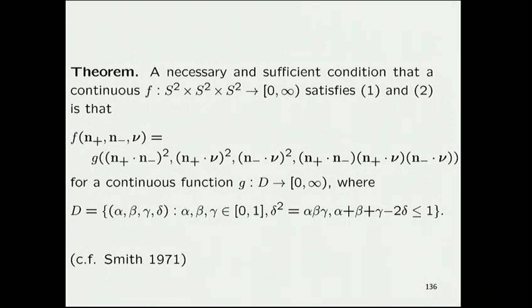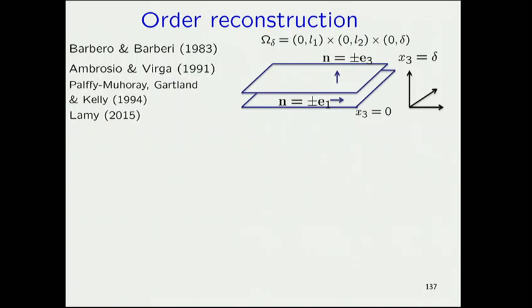Okay. Now, order reconstruction. So this is a sort of simpler situation where you see these antagonistic boundary conditions for a thin film. So now we'll have a region omega delta, which has thickness delta in the x3 direction. On the bottom plate, we'll suppose it's treated so that the director is parallel to the E1 direction, and on the top plate, that it's vertical. Okay, it's parallel to E3. Okay, and so now we see that delta is going to be very small, and so it's got to somehow get from here to here. How's it going to do it?